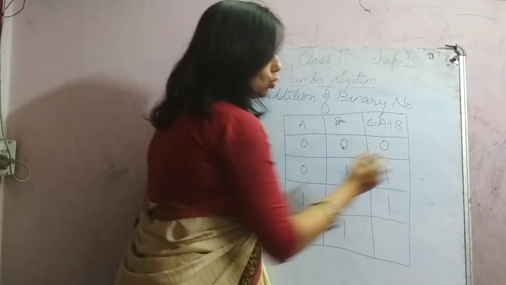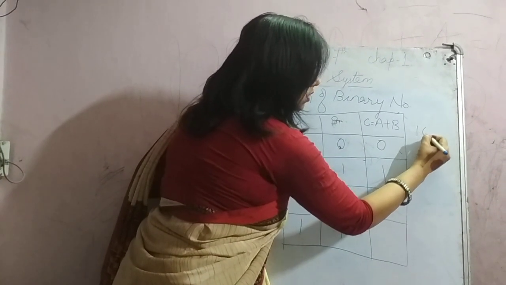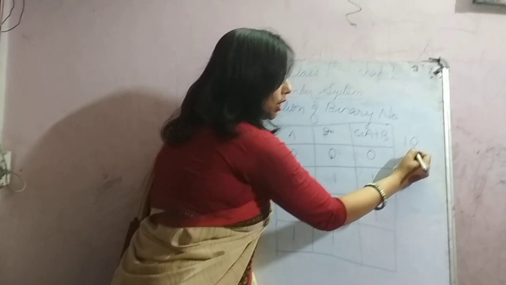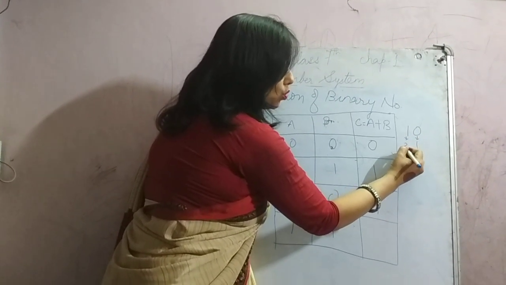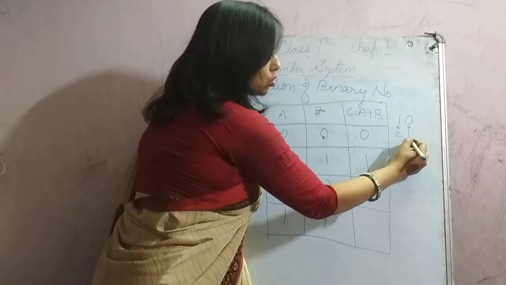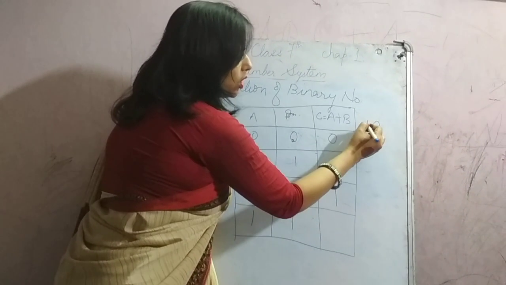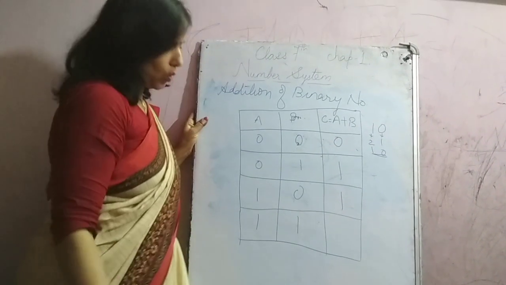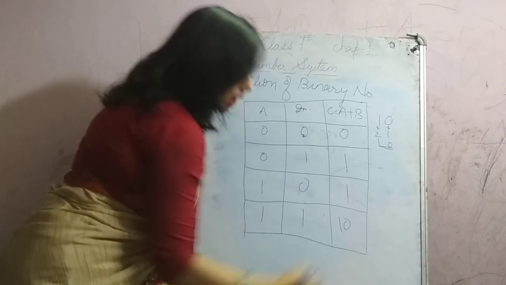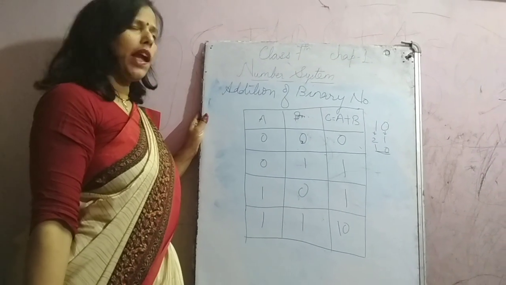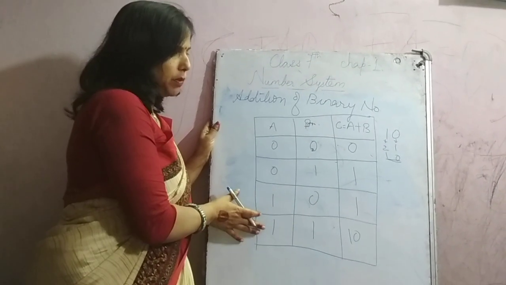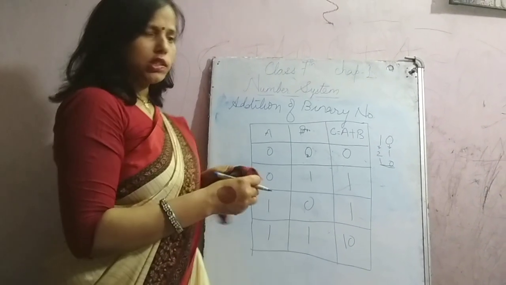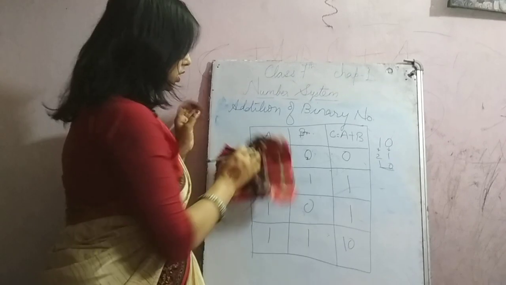So how to write 2? In binary number, 2 is written like this: 1, 0. 0 means here it will be 1. Here it is 2. 1 into 0 equals 0. 2 into 1 equals 2. So what will be the answer? 1, 0. 1, 0 indicates that it is 2. Now this is the table which you have to remember. It will be helpful in your addition. So we can see some of the additions, how to do it.